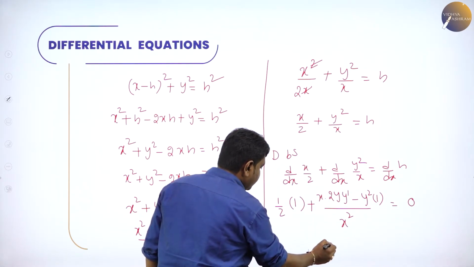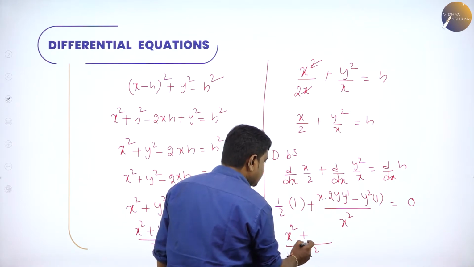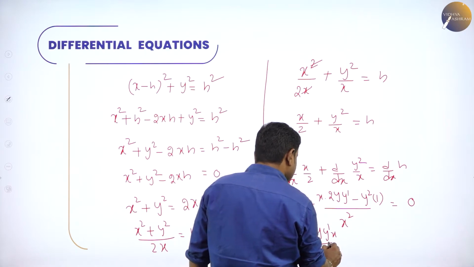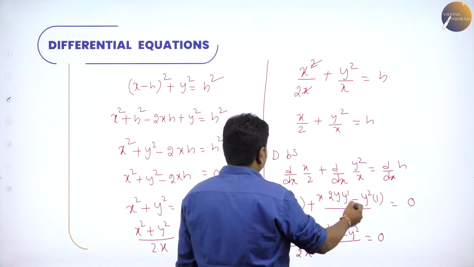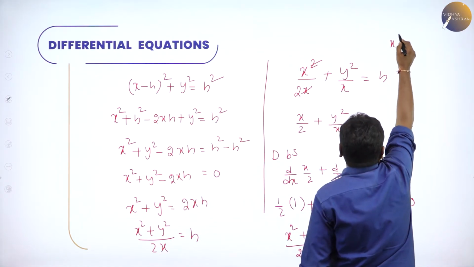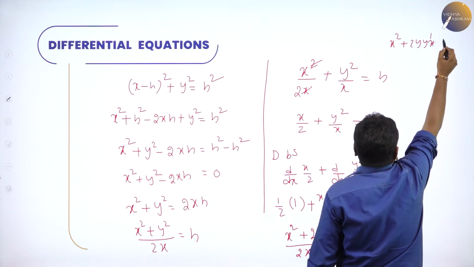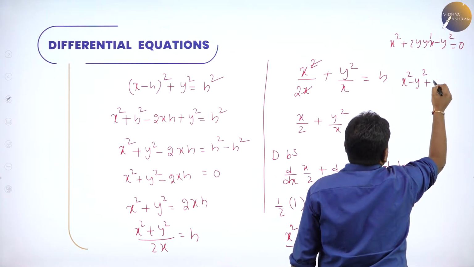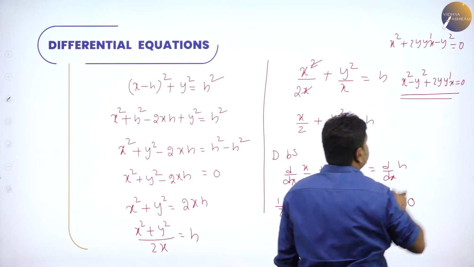Now again take LCM. LCM is x square into 2x square. Transfer this side, so it will become x square plus 2y dash into x minus y square is equal to 0. Denominator will transfer that side. So finally we'll get x square plus 2y dash into x minus y square is equal to 0. Or you can write x square minus y square plus 2y dash x is equal to 0. This is the final differential equation.